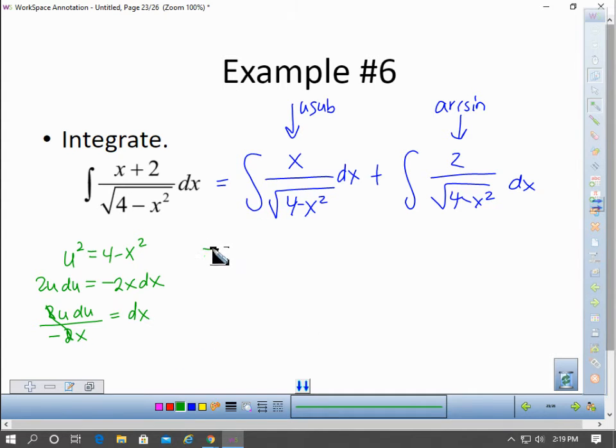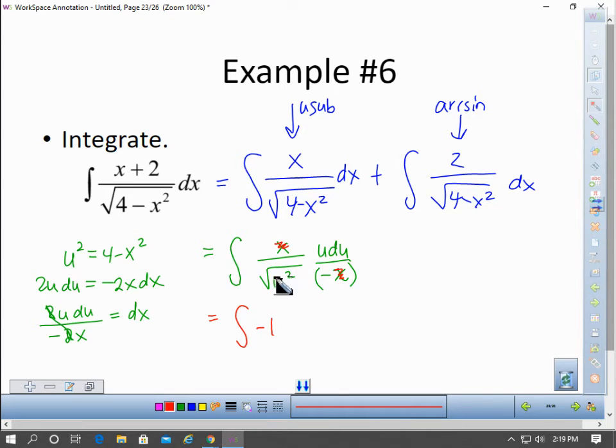So let's trade this first part out and do this first part u substitution. So this is going to be an x over the square root of u squared, and in place of dx, I'm putting a u du divided by negative x. Notice my x's cancel, which is beautiful. So when I'm putting this in order, like I've taught you how to do, it's going to be a negative 1 because I have a negative sign, but 1 is my coefficient.